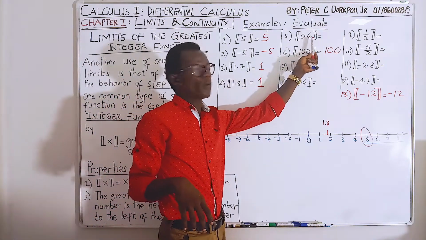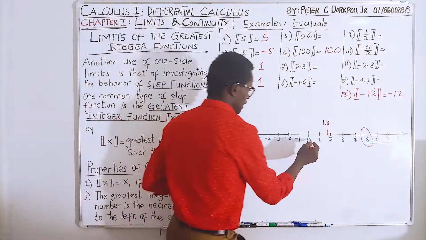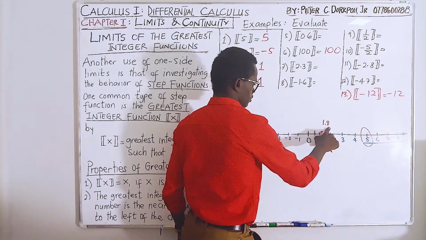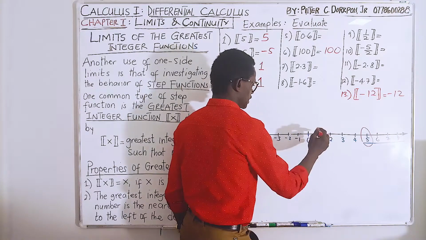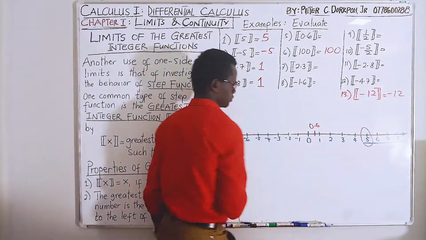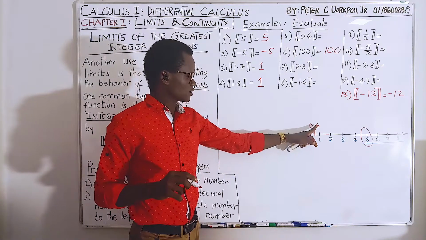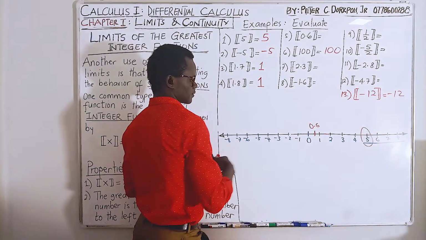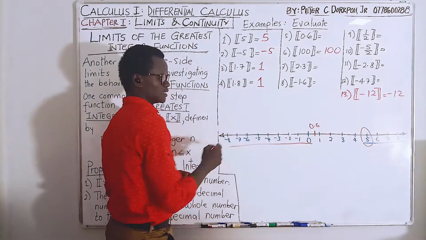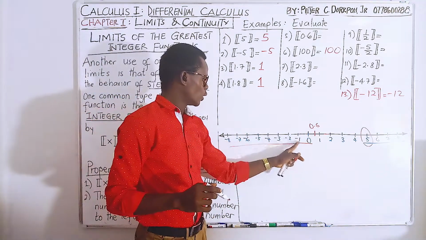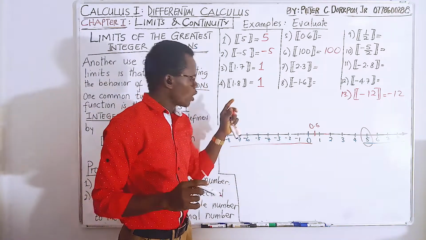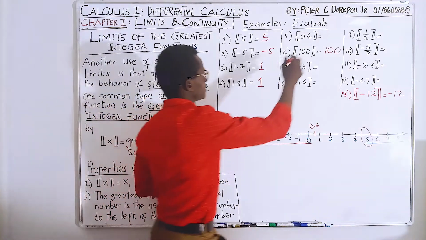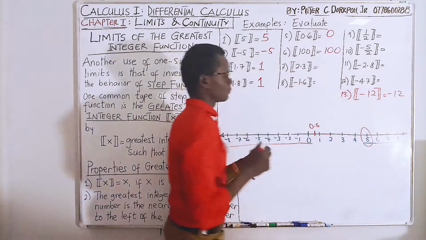What about 0.6? This is 0, right? So let's say this is 0.6, right? Now, if there is 0.6, what are those integers that are less than 0.6? So all of these integers, right, are less than 0.6: 0, 1, 2, 3, 4, and so forth. Amongst all of them, which one of them is the greatest? 0. So the greatest integer of 0.6 is just equal to 0.